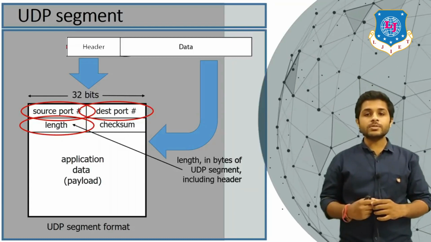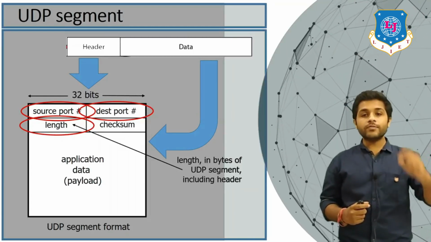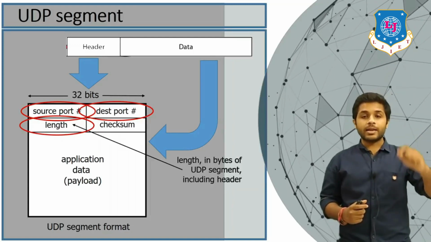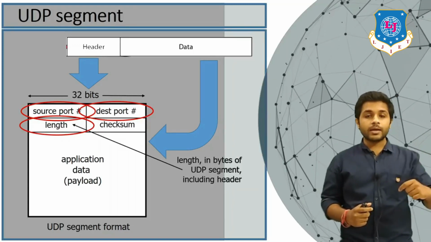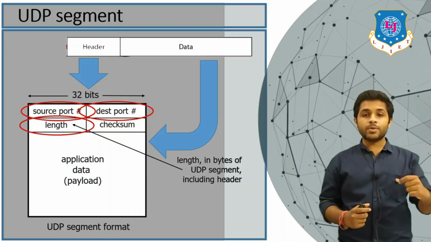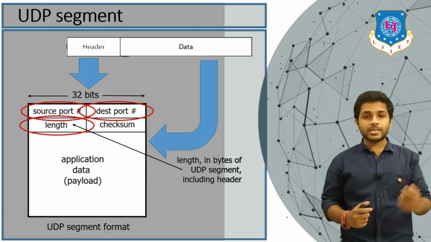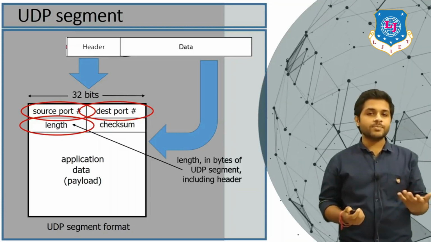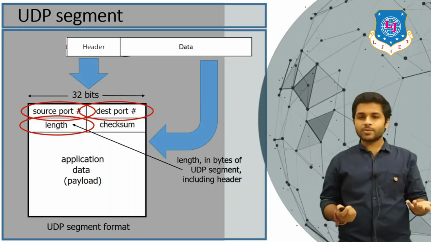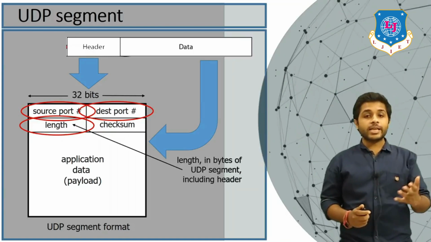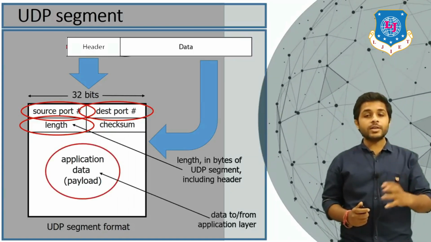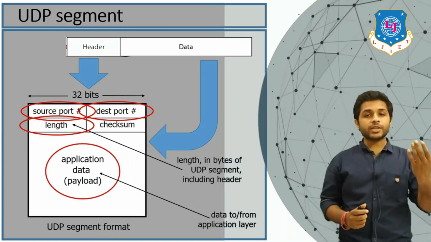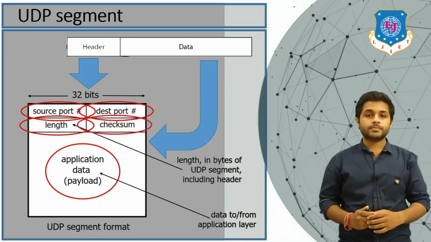When the receiver receives this segment, it will add all the fields in the segment and again take the complement. If the complement number is all zeros, it means that there is no error, but if it is not zero, it means that there is some error. This is how checksum works, right? Then the next field is the data. In this field, the data which is received from the application layer will be stored.